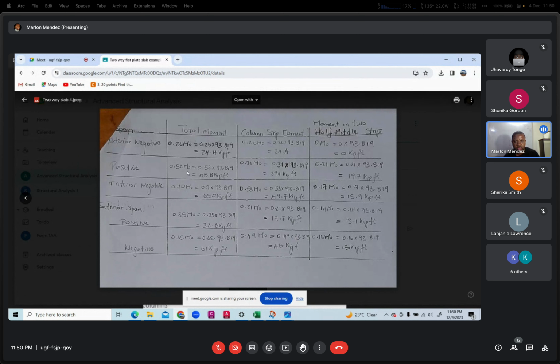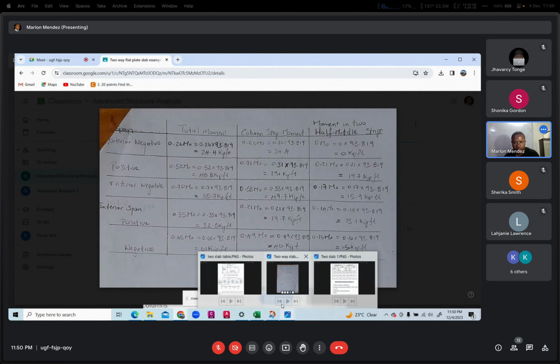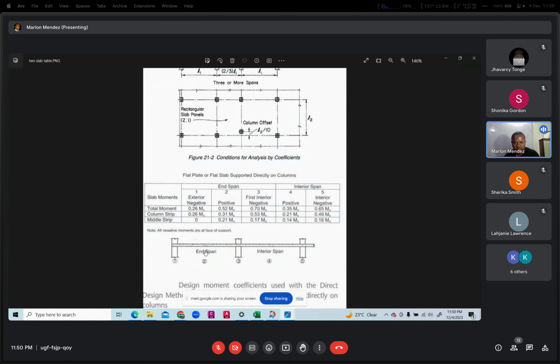Then we have the positive. Where's the positive? The positive is here, which is 0.2. Then we move to the first interior, and we have the interior positive. Then we have the exterior, the interior negative as well.